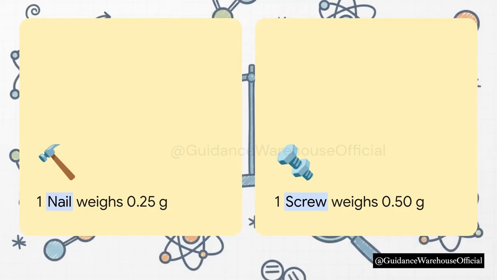Here's the secret. It's all about mass ratios. Let's say one screw weighs exactly twice as much as one nail, so maybe 0.50 grams for the screw and 0.25 grams for the nail. Anytime you weigh out a pile of screws that is exactly twice as heavy as your pile of nails, you are completely guaranteed to have the exact same number of each item. 600 grams of screws and 300 grams of nails? Boom. You've got the exact same amount of hardware in each pile.